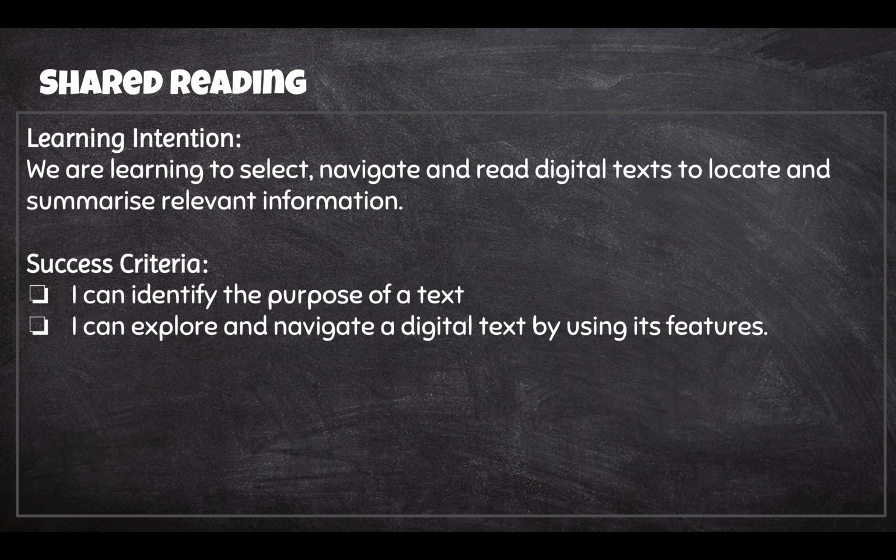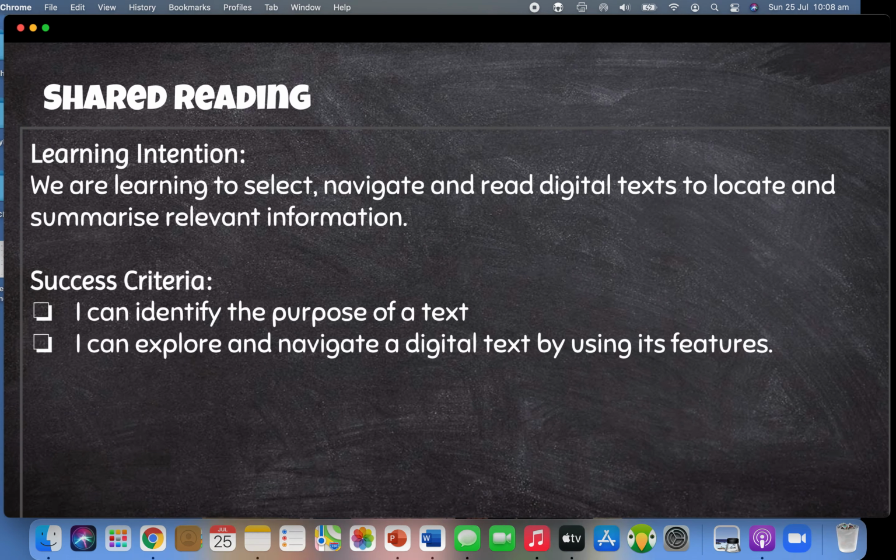So our learning intention is that we're learning to select, navigate, and read digital text in order to locate and summarize relevant information. To be successful, we need to have a very clear understanding to be able to identify the purpose of the text. And today we're going to explore and navigate the digital text and its features, because you need to be thinking about these features and applying that to your own writing. So let's jump into our text.